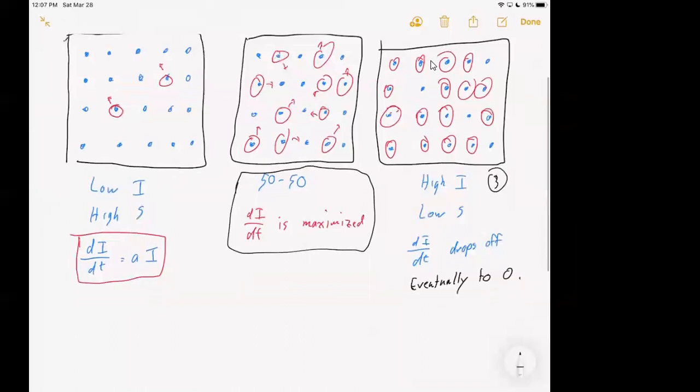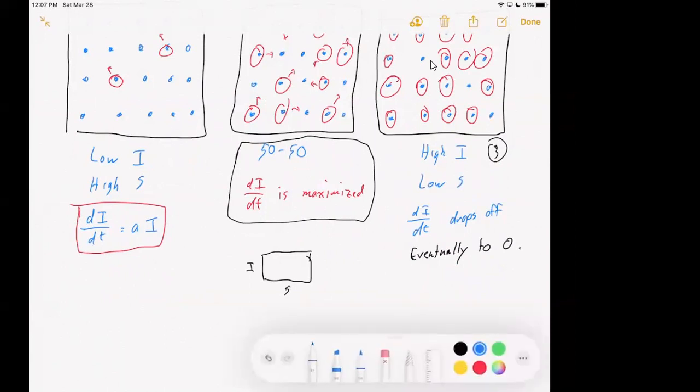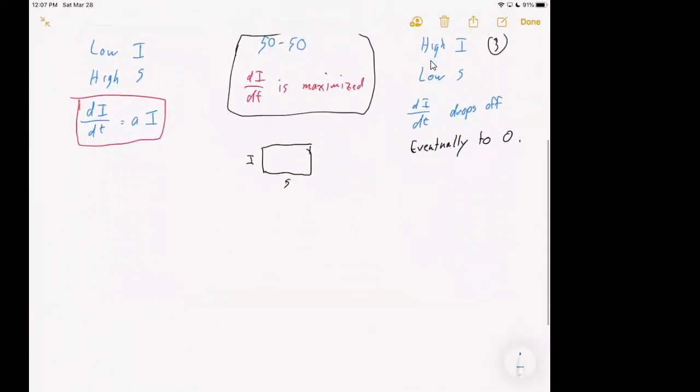So this is a little bit like optimizing a rectangle problem. If one side is considered to be I and the other side is considered to be S, you get the largest rectangle when I is equal to S. That's what's happening here. So our new model is that dI/dt is not just dependent on I, it's dependent upon a constant, which we'll still call A for now, times I times S.